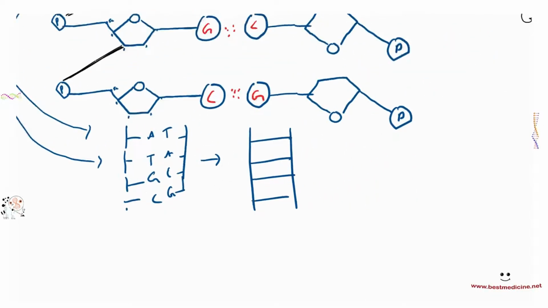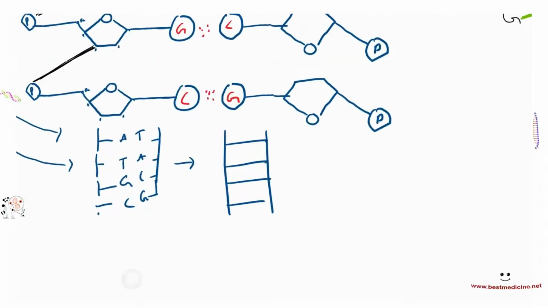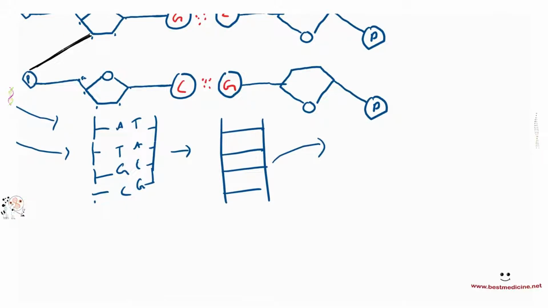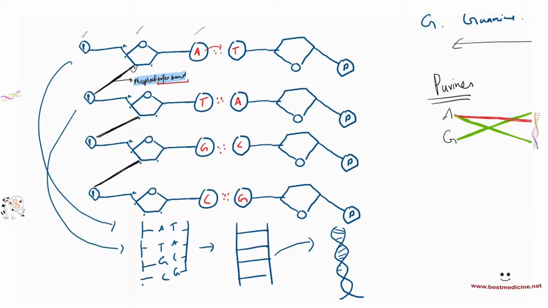As soon as this double-stranded structure is formed, it's just going to naturally curl itself up. So what it does is that it twists and turns and forms a helix, naturally. So that is your DNA. DNA contains two strands that are anti-parallel. So if this is going down, then this is going up.